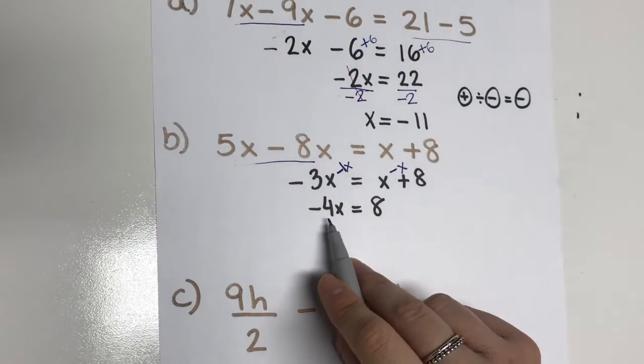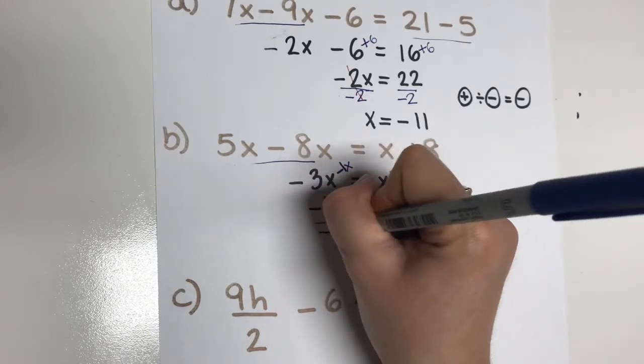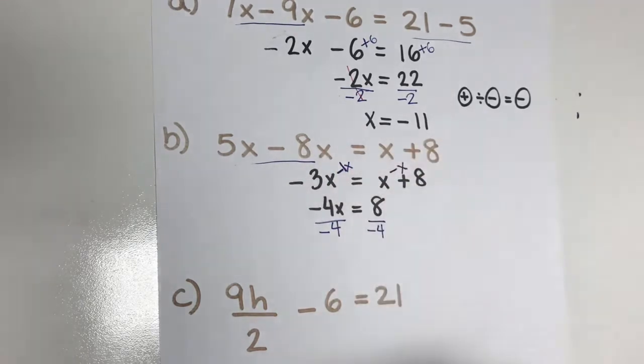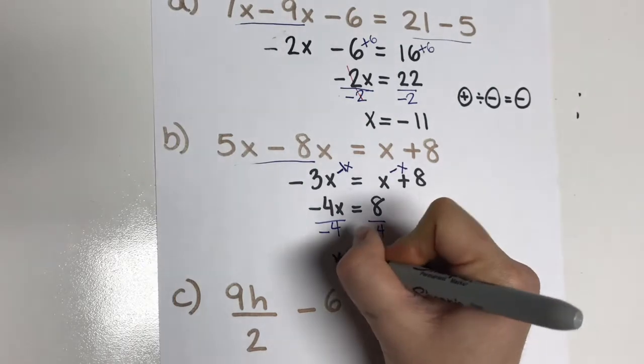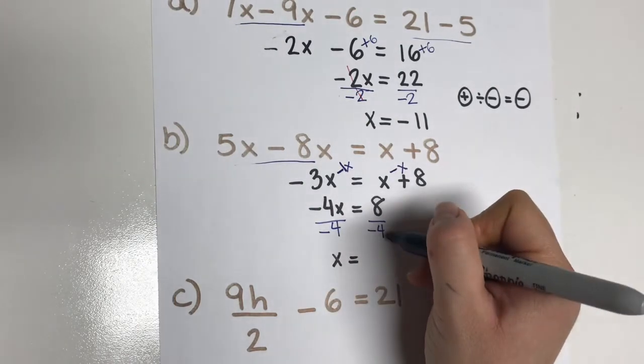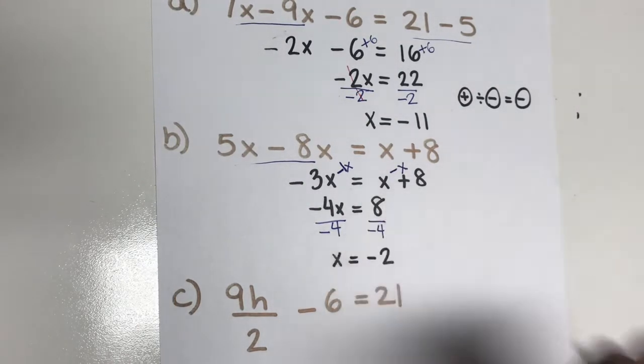Now I have x being multiplied by negative 4. Opposite of multiplying is dividing. So that means that x is equal to 8 divided by negative 4, which is negative 2.